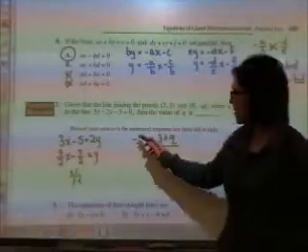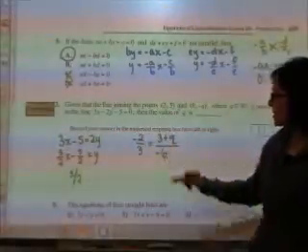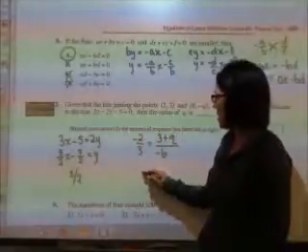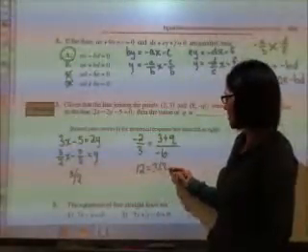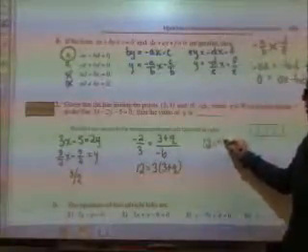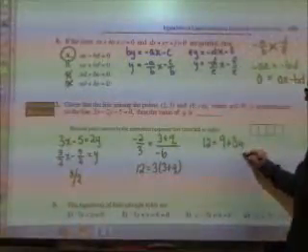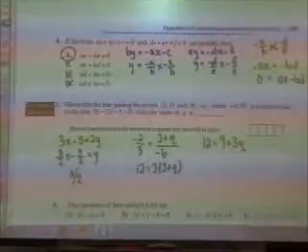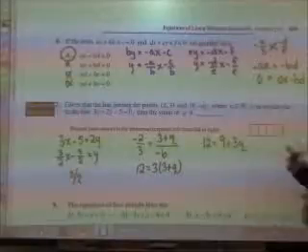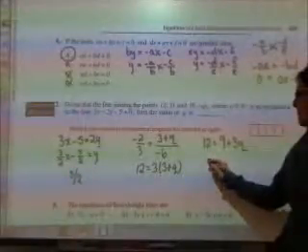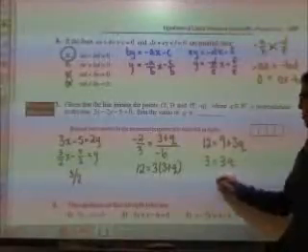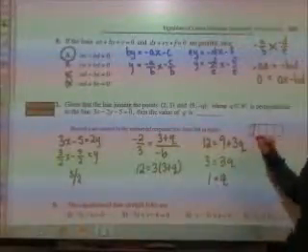Then I would cross multiply, so negative 2 times negative 6, positive 12, and then 3 times 3 plus q. If I remove the brackets, I will get 9 plus 3q. What would I do to solve from this point? Minus the 9, and what would I get? 3 equals 3q. And what does q equal? 1.